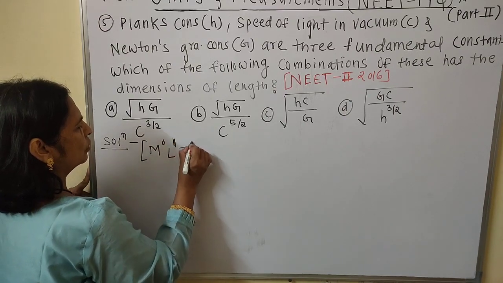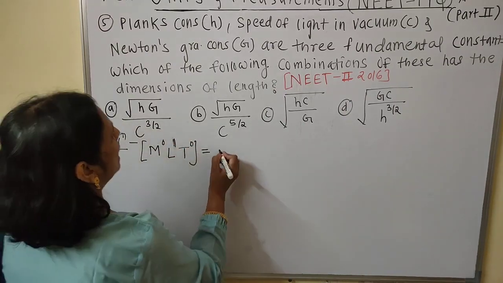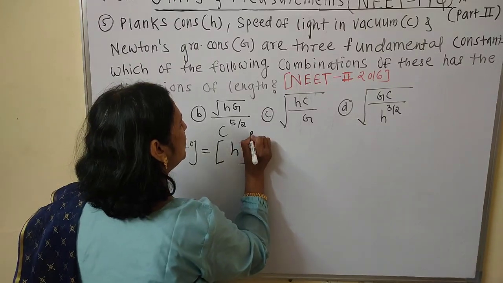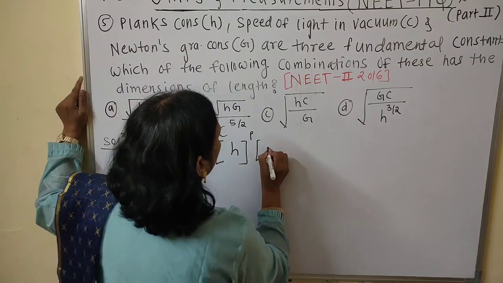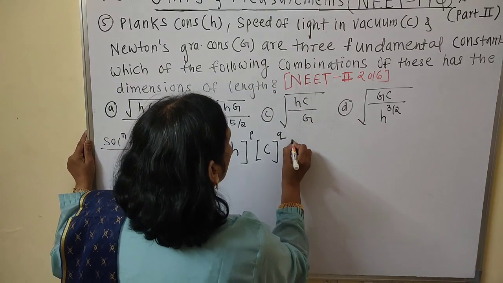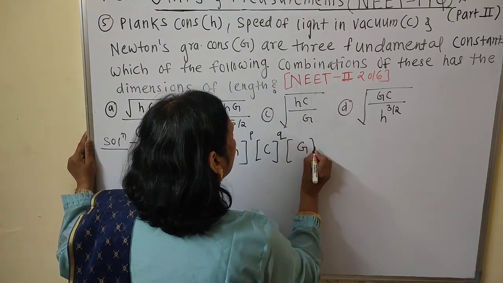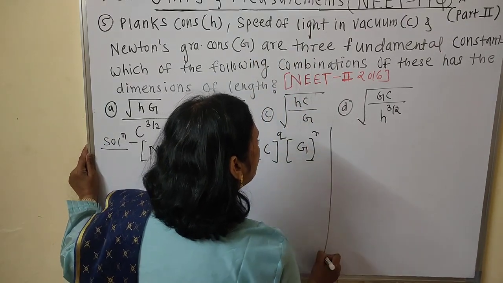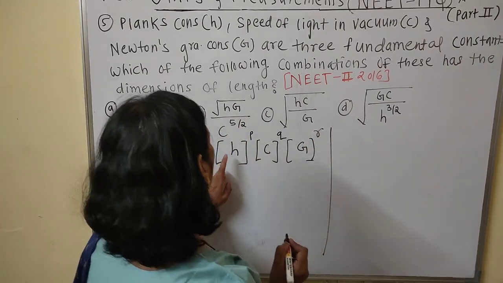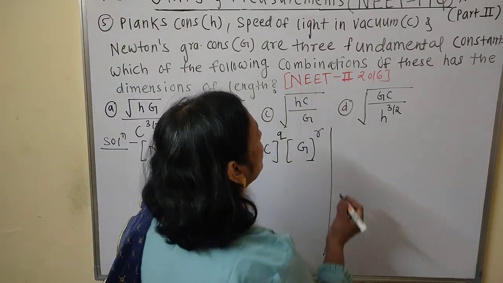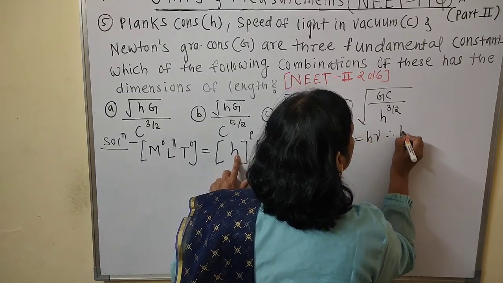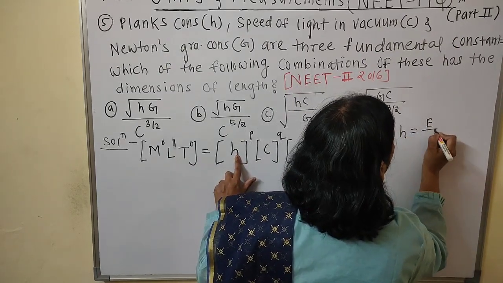that is the dimension of length, and that is equal to dimension of Planck's constant h raised to p, then the speed of light in vacuum c raised to q, and the gravitational constant G raised to r. Again apply the principle of homogeneity of the dimension. First find out dimension of this Planck's constant. We know that E is equal to hν. Therefore, h is equal to E divided by ν.